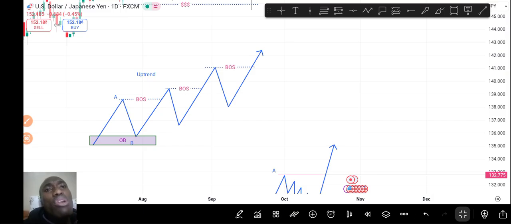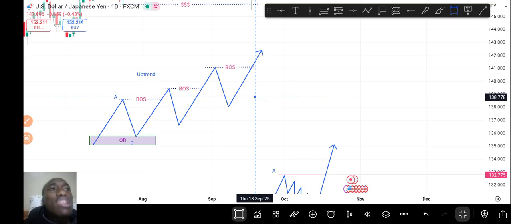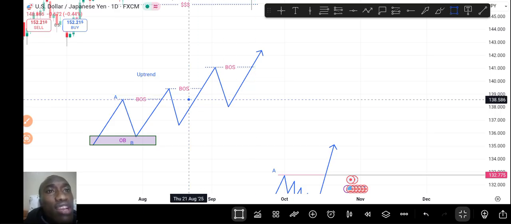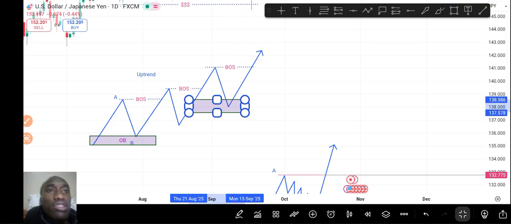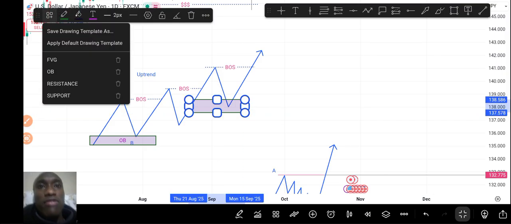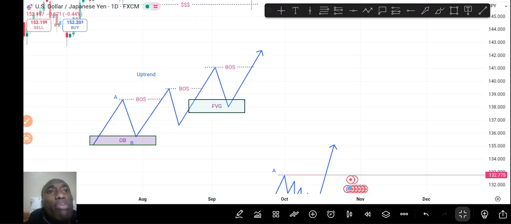So the price reacted from our order block. Our price can react from an order block, which is a very strong demand zone, and then break the structure. Or sometimes the price can react from something known as an FVG. I'll show you an example of an FVG. Now our price can react from an order block or an FVG. An FVG means a fair value gap.